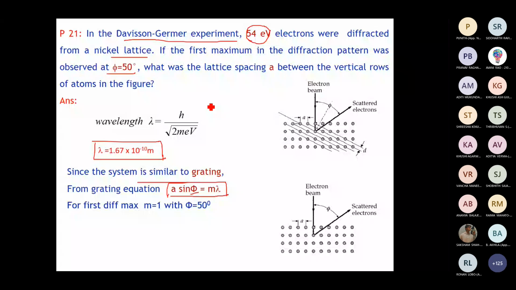Here m is 1 and phi is 50 degrees, which is given in the problem. So you get how much? The value of A is... Has anyone estimated the value of A? Student: Sir, 2.18 into 10 power minus 10. Okay, that's true. Yes, 0.2 nanometer.